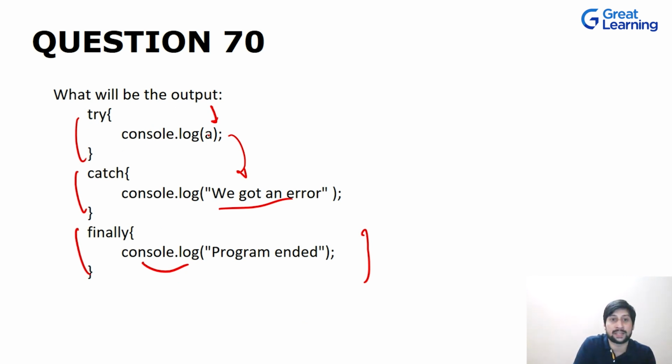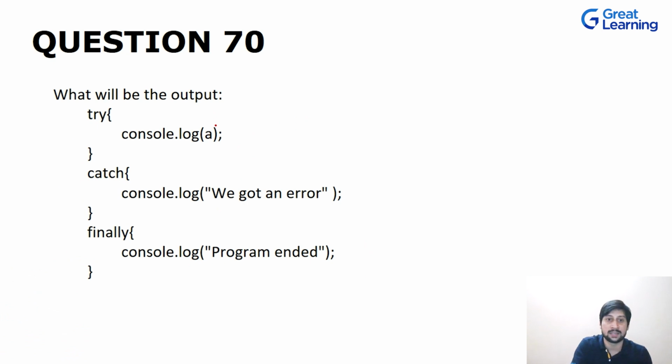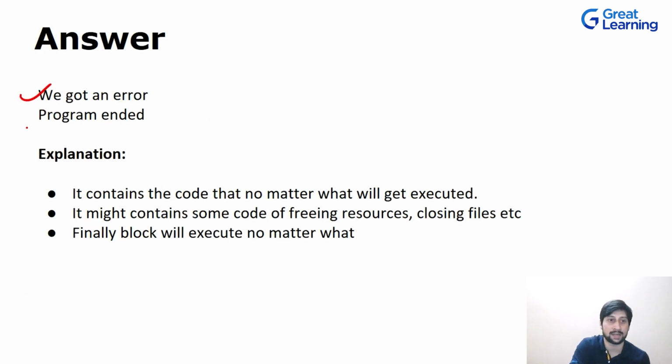So let's suppose if there would have been no error, let's suppose you wrote hello over here and you printed it, so there is no error, so catch will not be executed. It will go to the finally block and print it. But since there is an error in this case, it will go to the catch block, it will print we got an error, and then it will print our program has ended, that is program ended. So we got an error, program ended.